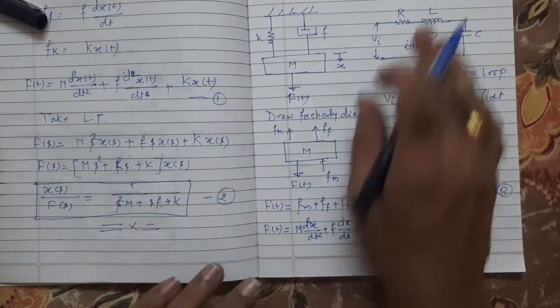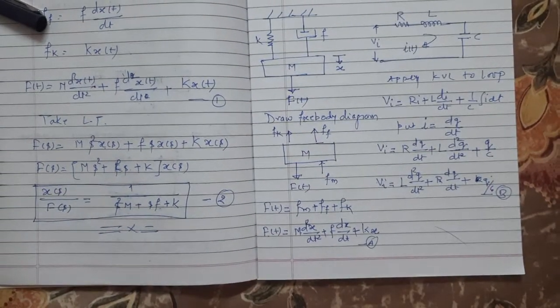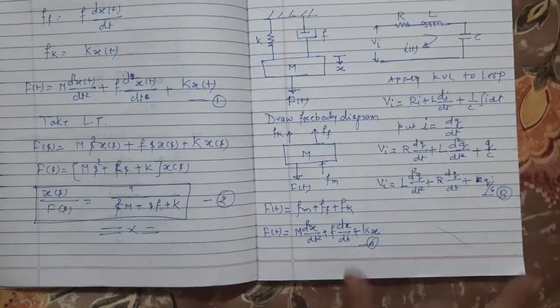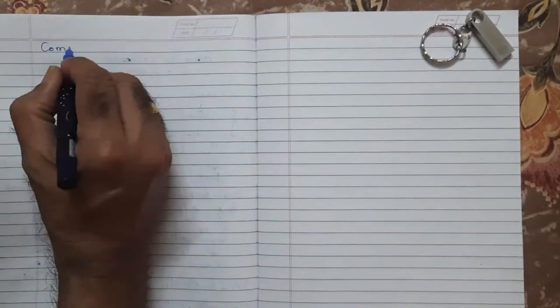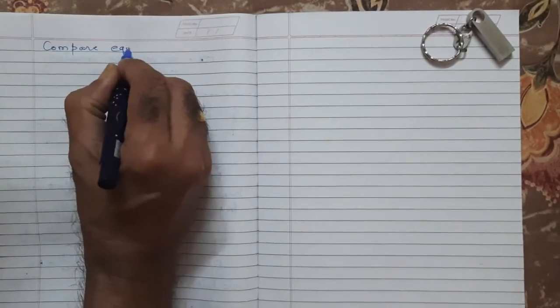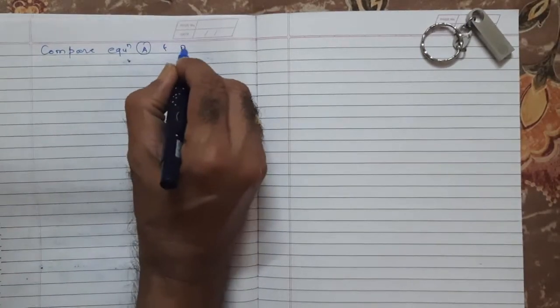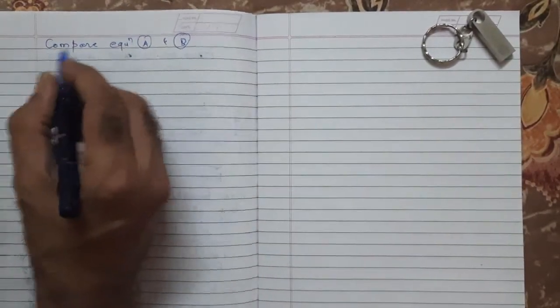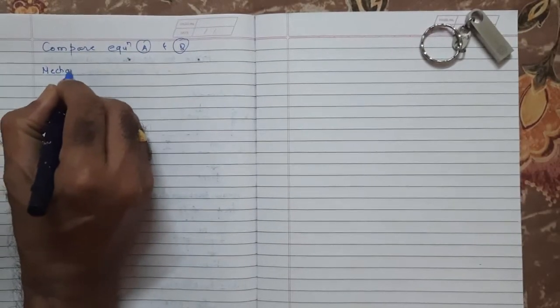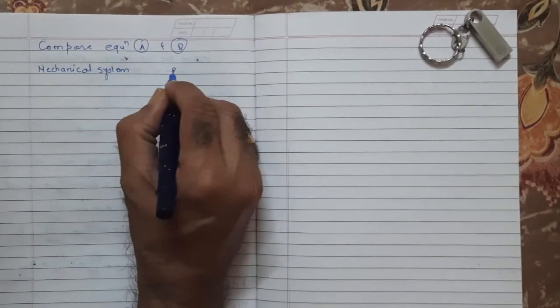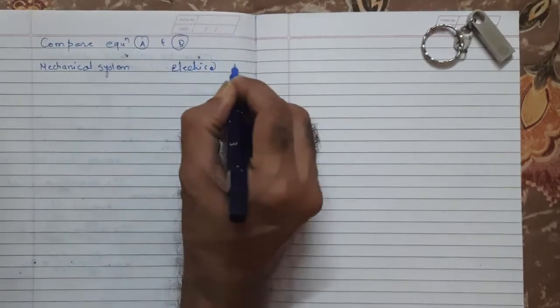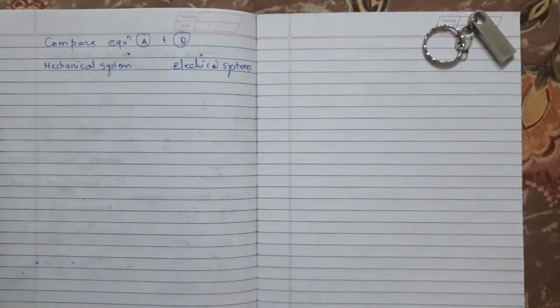So that means if we compare equation A and B, write down here: here is the mechanical system, and here is the electrical system.